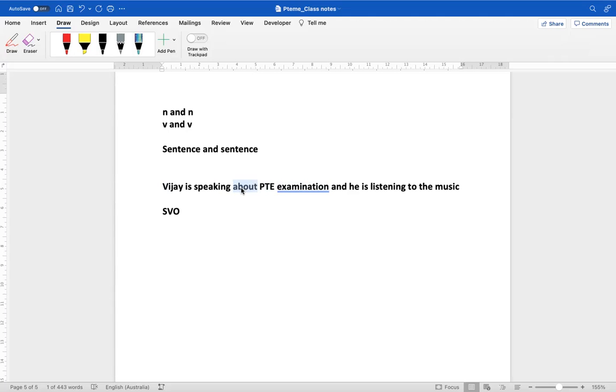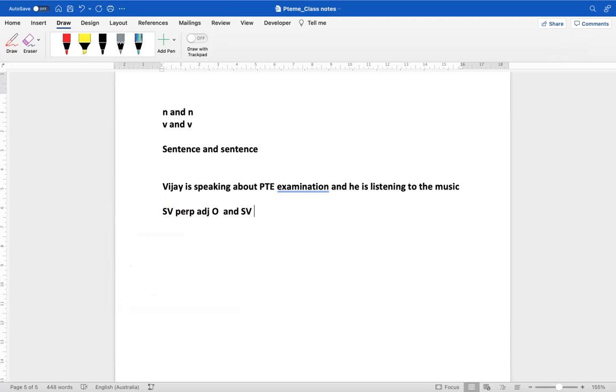Let's say beyond, above, all of them. So if you see the sentence, we have subject, verb, and object. The object is examination, PTE is an adjective, and about is a preposition. And now after and, we have a conjunction, and what else? He is also a pronoun. In this sentence, he is the subject. He is again an auxiliary verb, and listening is a verb. I'll simply write SV.